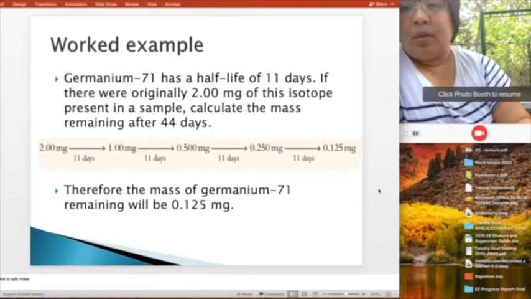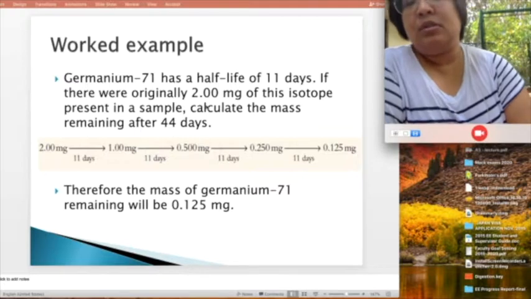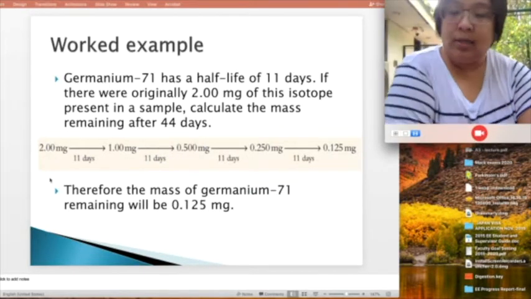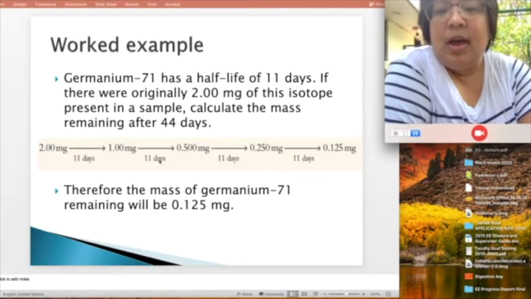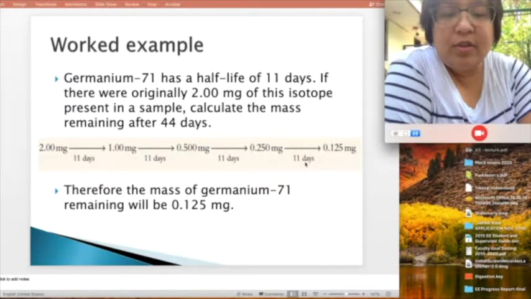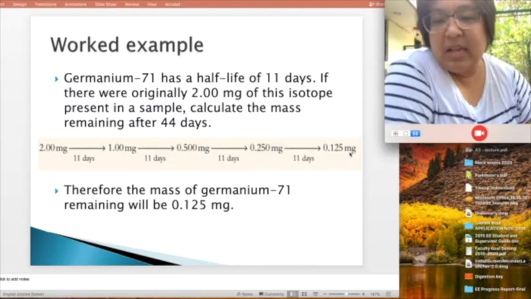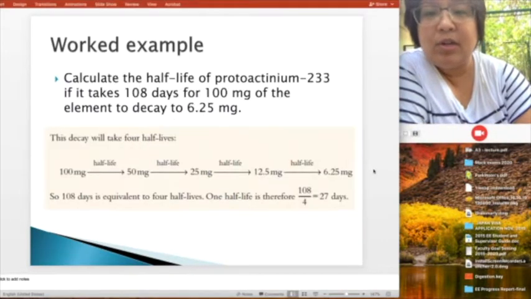Let's look at an example here. We have germanium-71. It has a half-life of 11 days. If the original amount is 2 milligrams, what is the mass after 44 days? So 2 milligrams, half-life is 11 days, it becomes 1 milligram. Another 11 days, it becomes 0.5 milligrams. Another 11 days, it becomes 0.25 milligrams. Another 11 days, so that's the 44th day, you have half of that, 0.125 milligrams. So the mass is 0.125 milligrams after 44 days. Very easy example.